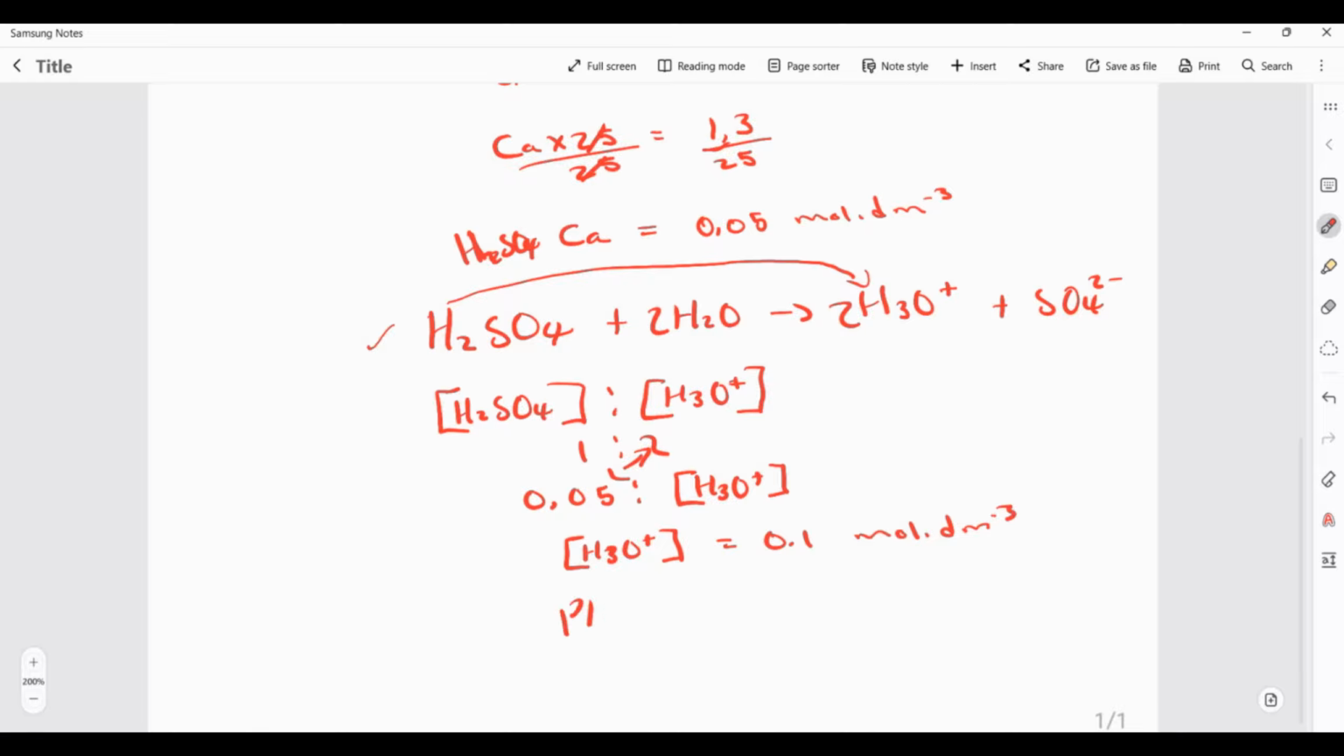And then you simply go and plug in: pH is equal to negative log of the concentration of H3O plus, so negative log of 0.1, and then what is your answer? 1. That's simply 1. That's how you get your pH. Or you can do the long method.